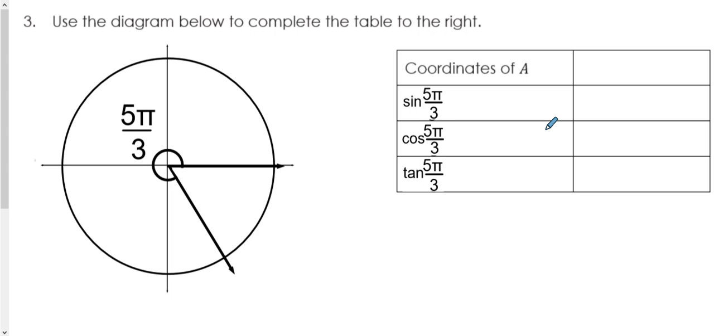All right. So we are trying to find the coordinates of point A. And this time we're doing sine, cosine, and tangent because that's going to help you see how the tangent works. All right, guys, remember when you do sine, what you're really finding is y. When you do cosine, what you're really finding is x.